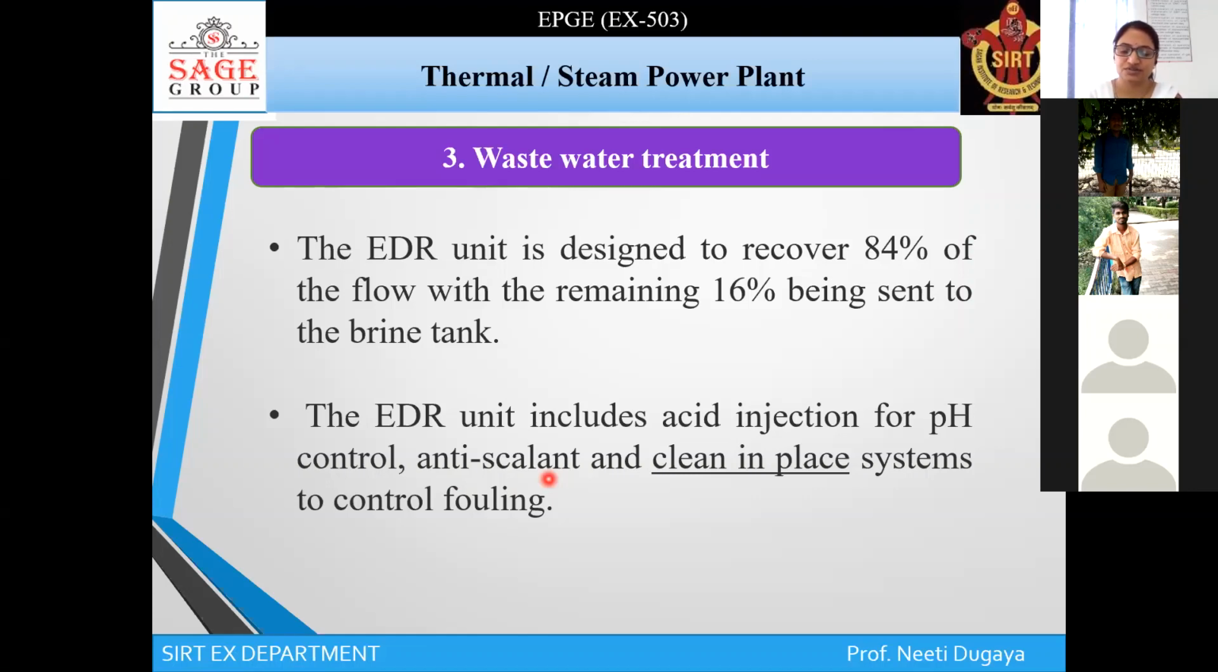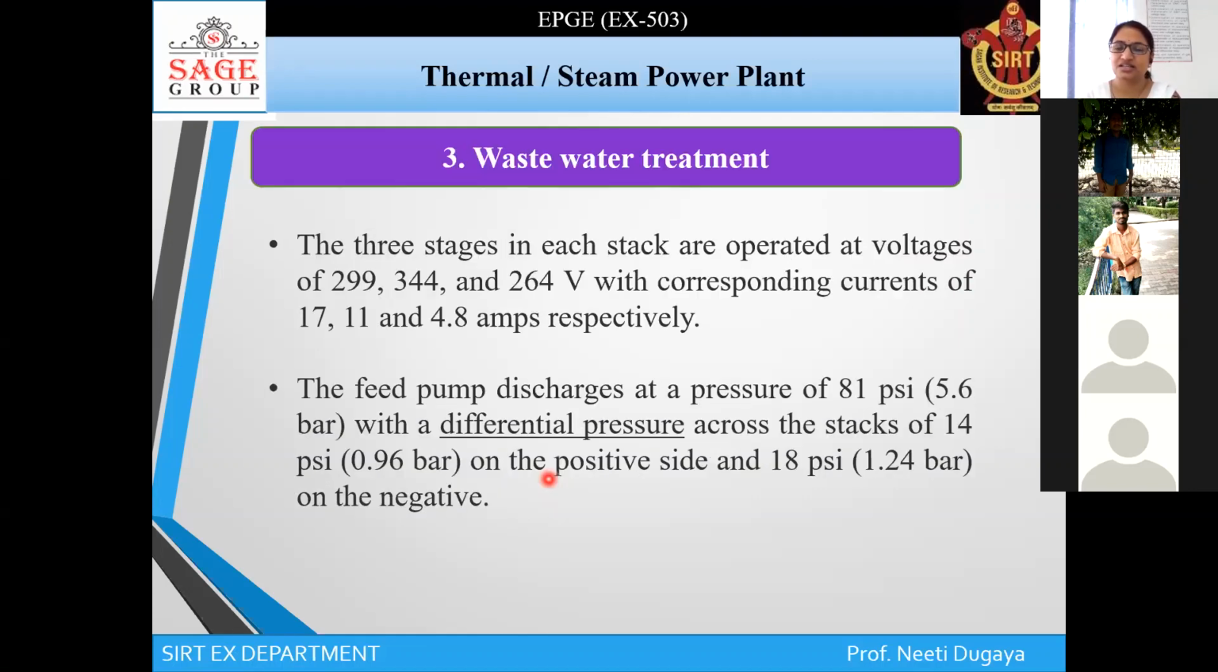So anti-scalant is being used in the EDR unit, and there are 3 stages of stacks operating at different voltage and current levels. The feed water is discharged at pressures of 81 psi and 18 psi, and the stack works with differential pressures of 18 psi and 14 psi. This is somewhat more complicated because we are studying the complete case study, so it is being shown in depth.